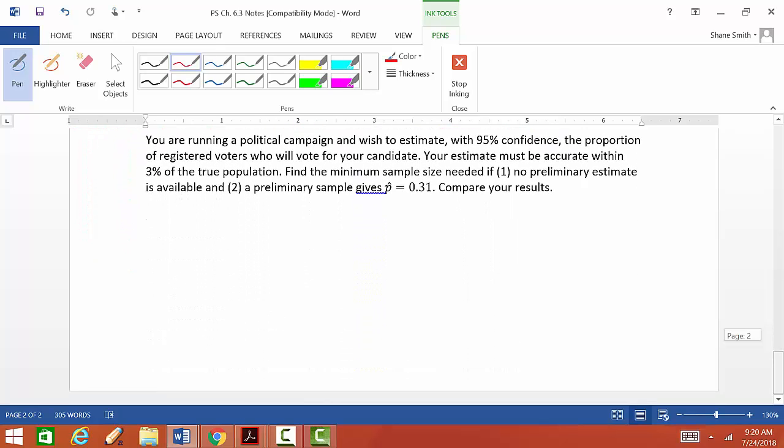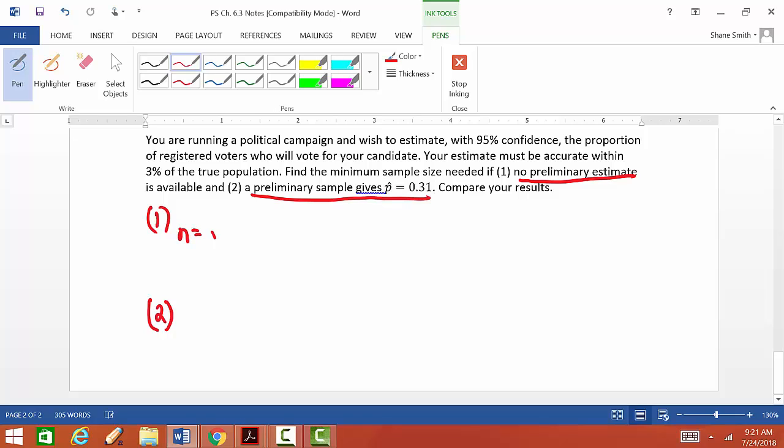So we are doing a political campaign and wish to estimate with 95% confidence the proportion of registered voters who will vote for your candidate. Your estimate must be accurate within 3% of the true population. Find the sample size needed if 1, no preliminary estimate is available, and 2, a preliminary estimate gives p hat equals 0.31, and compare. Okay, so there's two things we have to do. We have no preliminary estimate in 1 and a preliminary estimate of 0.31 in 2.